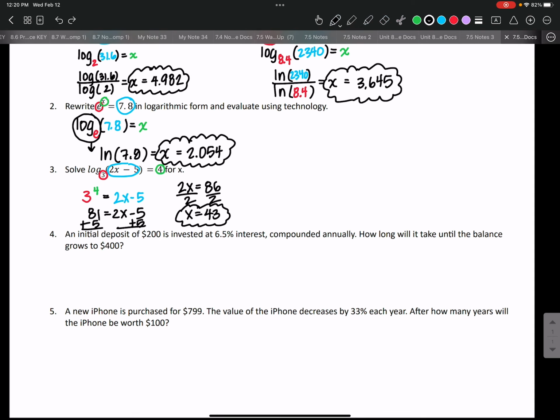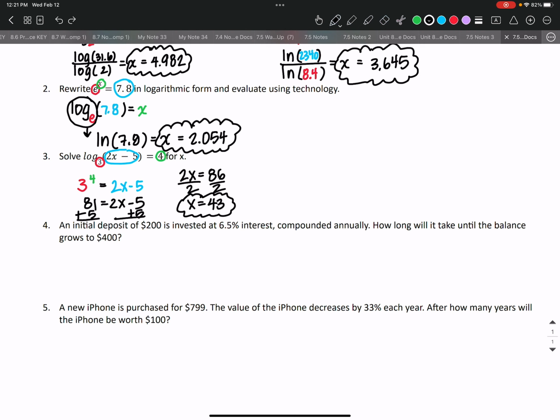An initial deposit of $200 is invested in a bank account at 6.5% interest, compounded annually. How long will it take until the balance grows to 400? It says compounded, so I should be using the formula that's 1 plus r over n to the nt power. But if it says annually, that means n is equal to 1. So this and this aren't really necessary to have, and I can just write y equals a times 1 plus r to the t power.